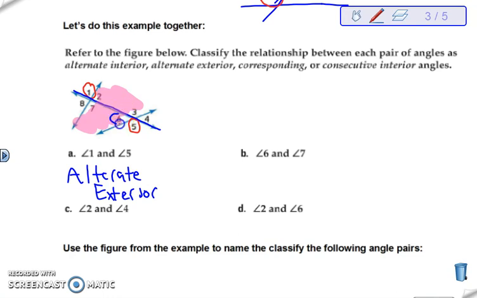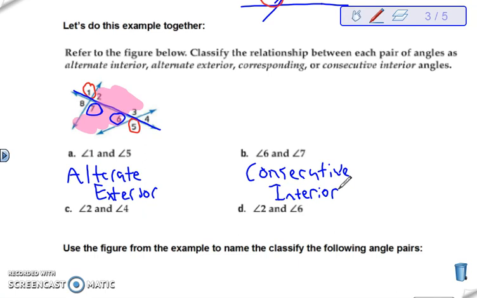6 and 7. Notice they're both on the same side of the transversal, so those would be consecutive. And they're in the middle of the 2 other lines, so these would be interior. So notice we always want to give two classifications, with the one exception being if they're corresponding.